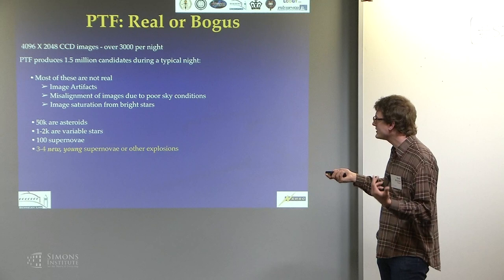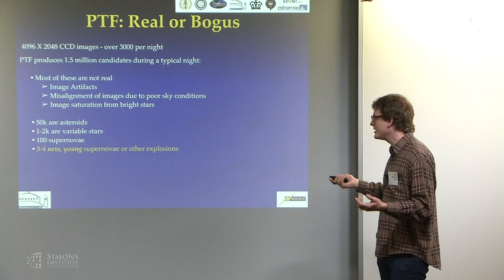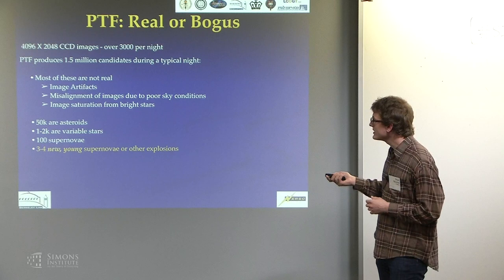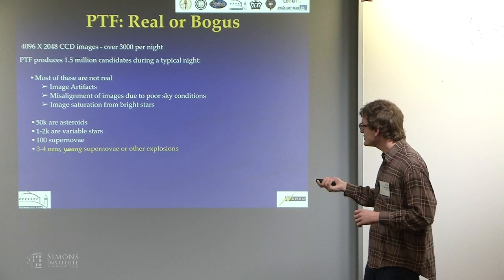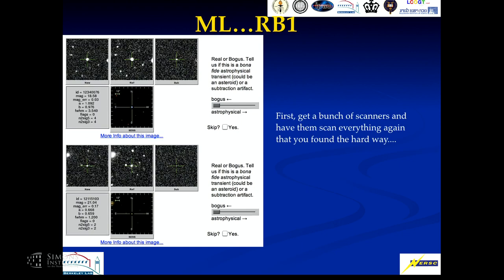About 50,000 of them were known asteroids, so not scientifically interesting. We already know about them. Same thing with about 1,000 or 2,000 of them being known variable stars. And out of this 1.5 million objects, about 100 of them were supernovae. And just 3 to 4 out of 1.5 million every night were actually new young supernovae that were really scientifically valuable and interesting. So this is a real needle in a haystack problem. And the first kind of automated attempt to deal with this was to use machine learning.